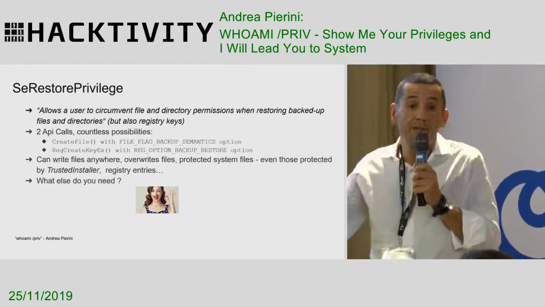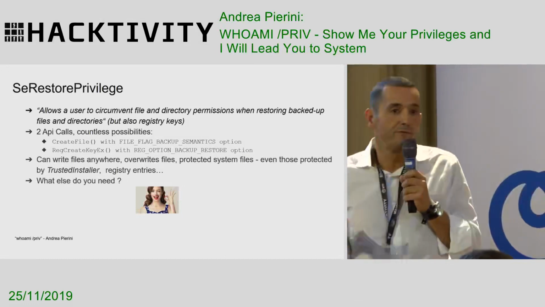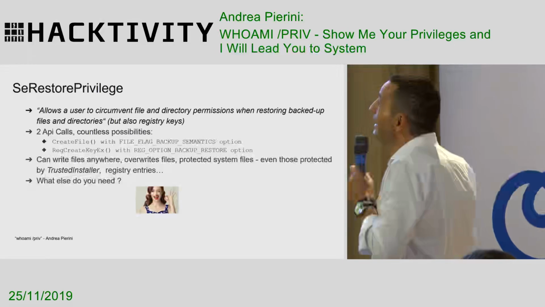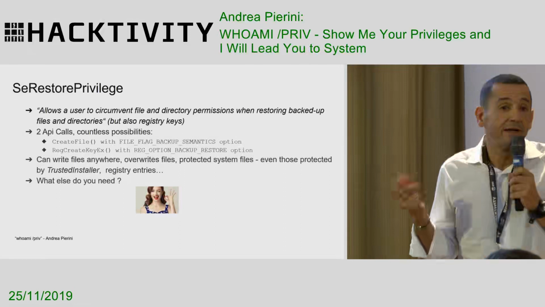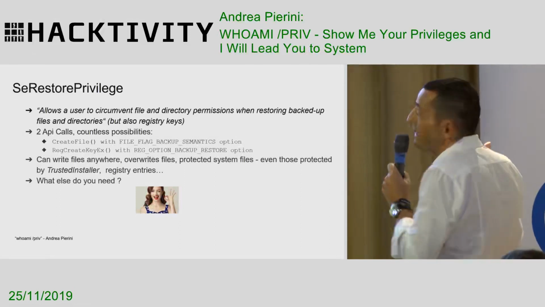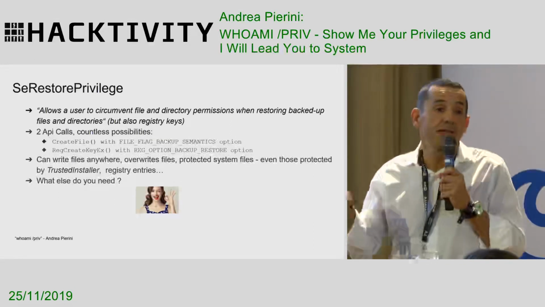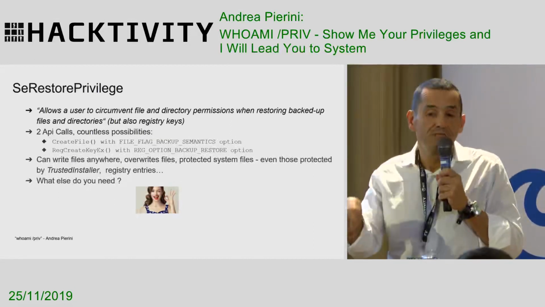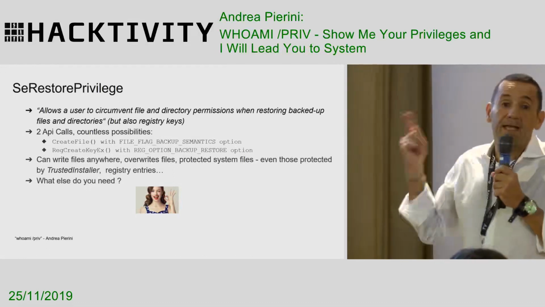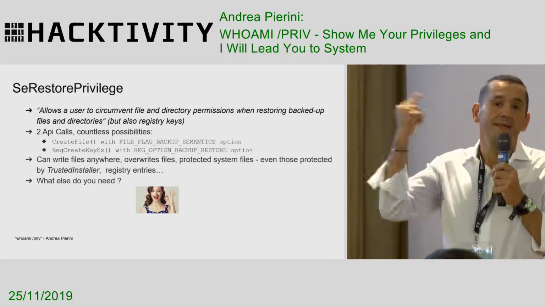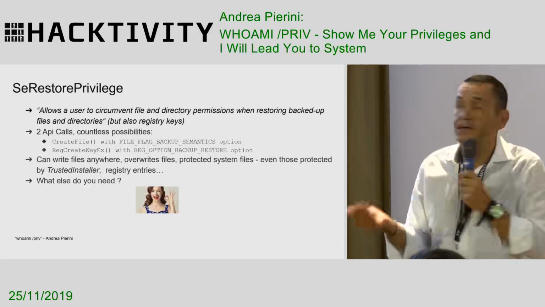So there are two API calls which I can use with these privileges in order to perform these nasty things. The first one is CreateFile, and I only have to specify a special flag with this, FILE_FLAG_BACKUP_SEMANTICS. So if I'm doing some operation, I want to access a file which I could not access, Windows checks if I have this flag active and I have the right privilege, please go on, I won't stop you, okay?